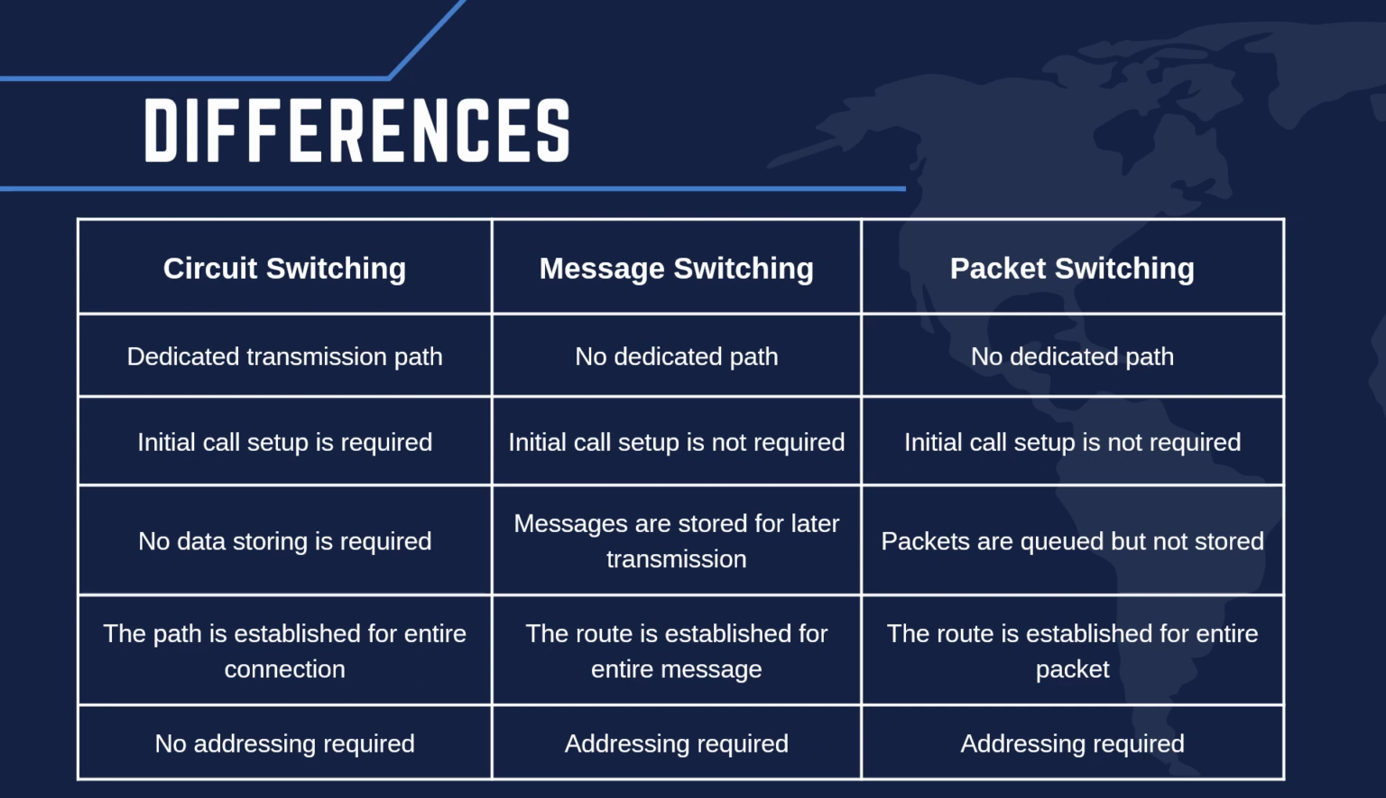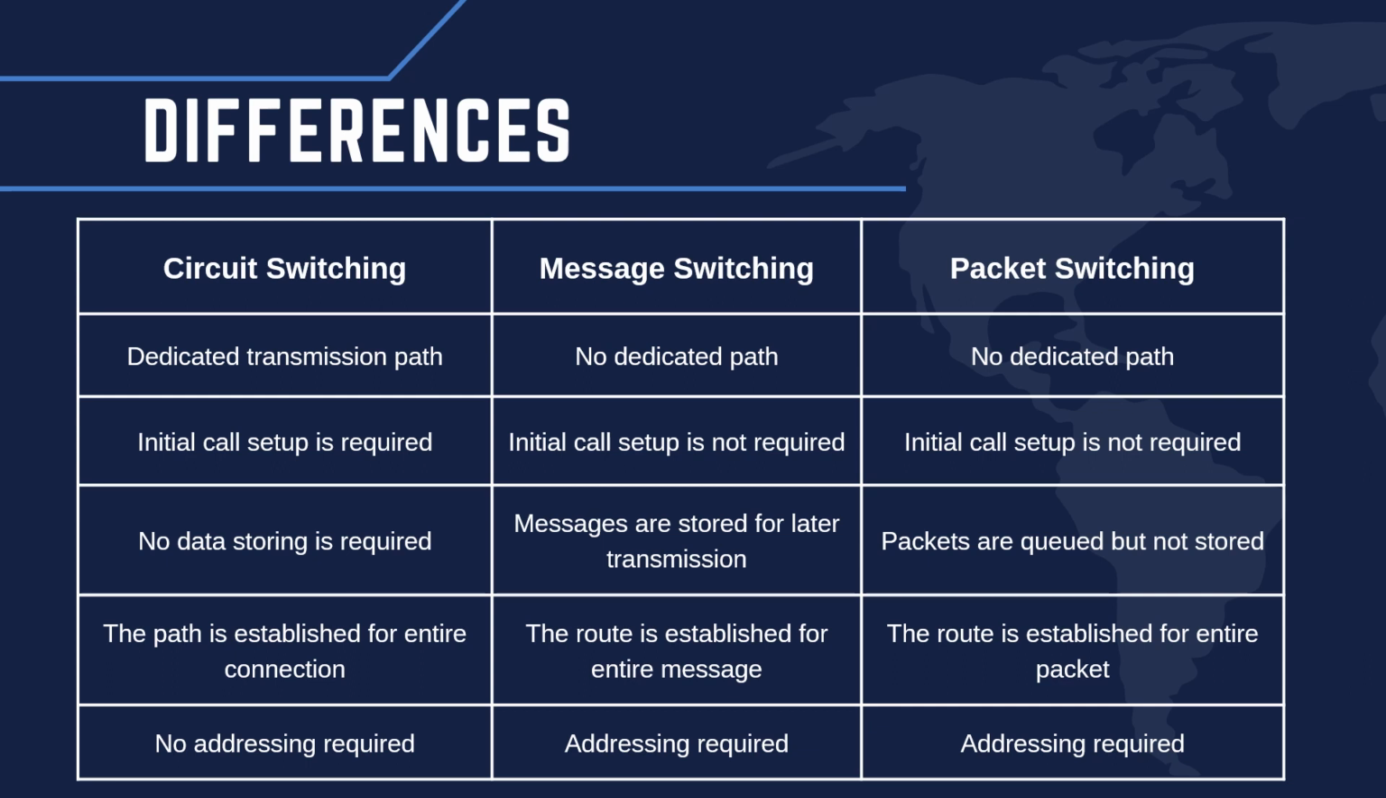Then the path established for the entire connection. Yes, right? Because throughout that connection, the path will persist. I gave you the example of a telephone line, that maybe the data transmission is not taking place, but the path is still persisting. So the connection needs to be terminated if that path needs to be released, right? In case of circuit switching.